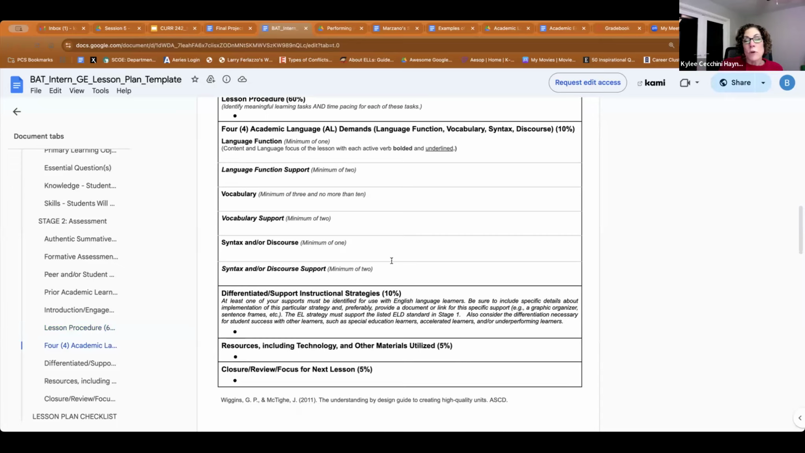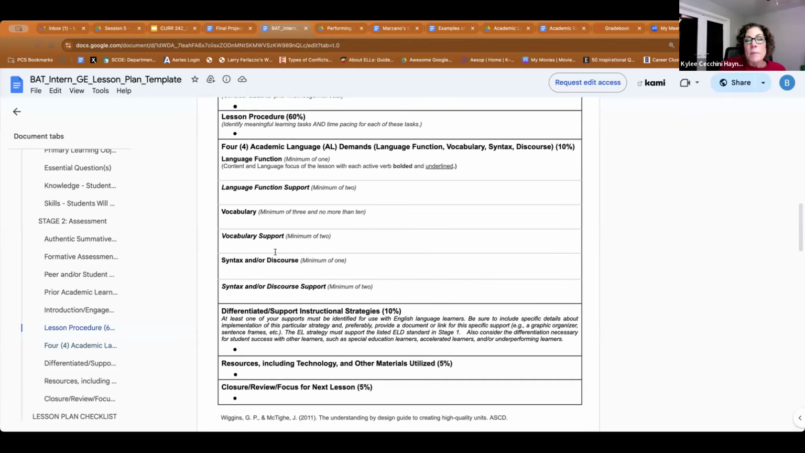You don't have to have both. It says and, but it's an or. Most of my candidates do an or. They pick syntax or they do discourse. Remember, discourse is connected very closely to the output, what you're going to have students do, how you're going to have them show what they know.